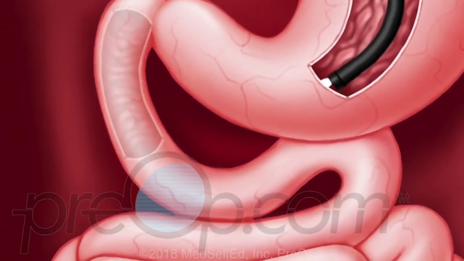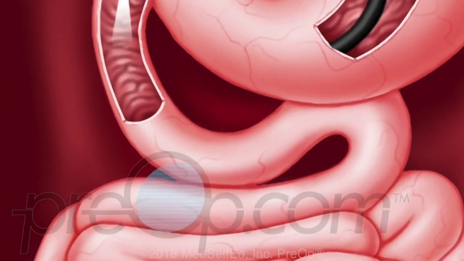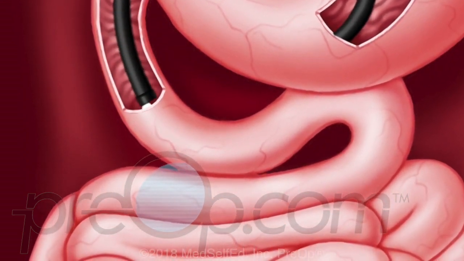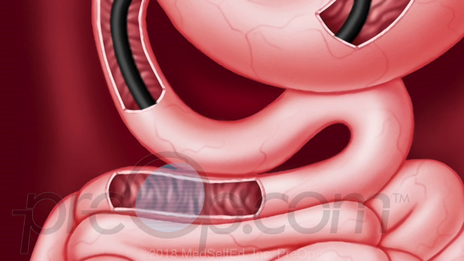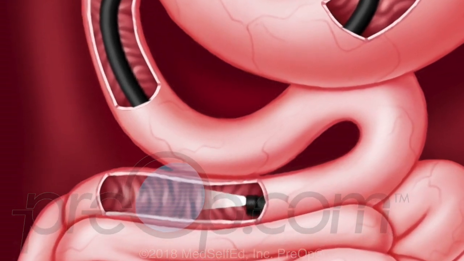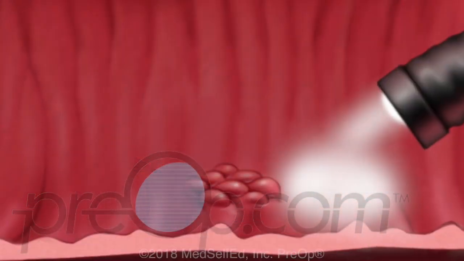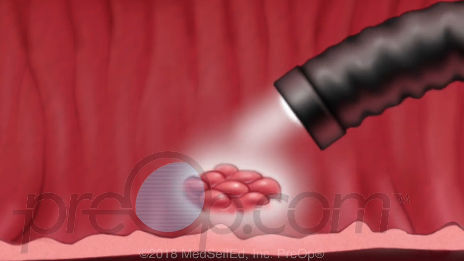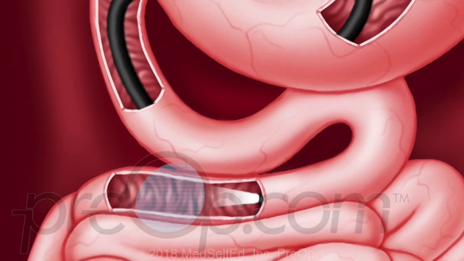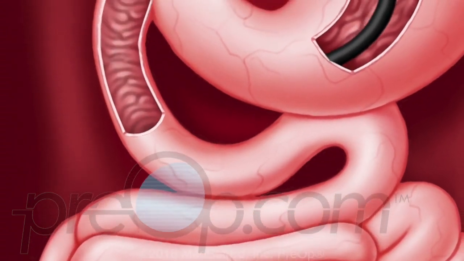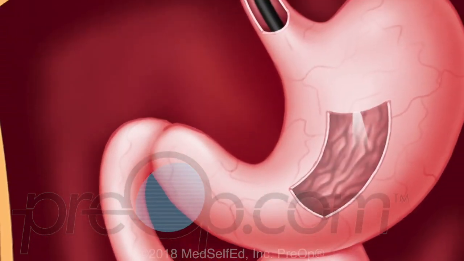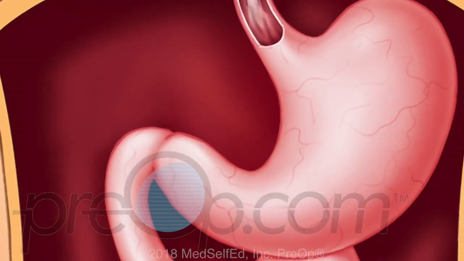And further to the first part of the small intestine. The walls of the upper digestive tract are carefully inspected. Small lesions may be removed for testing. After all of the surfaces have been examined, biopsies and necessary treatments completed, the scope is withdrawn.